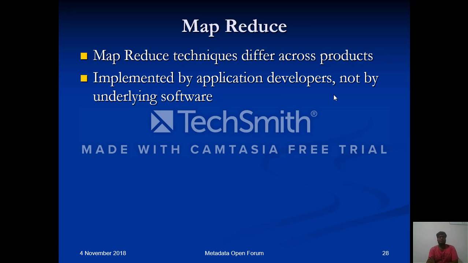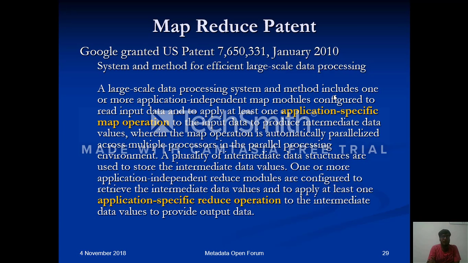MapReduce techniques differ across products implemented by applications. The MapReduce patent: a large-scale data processing system and method includes one or more application-independent map modules configured to read input data and to apply at least one application-specific map operation to the input data to produce intermediate data values, wherein the map operation is automatically parallelized across multiple processes in the parallel processing environment. A plurality of intermediate data structures are used to store the intermediate data values. One or more application-independent reduce modules are configured to retrieve the intermediate data values and to apply at least one application-specific reduce operation to the intermediate data values to provide output data.